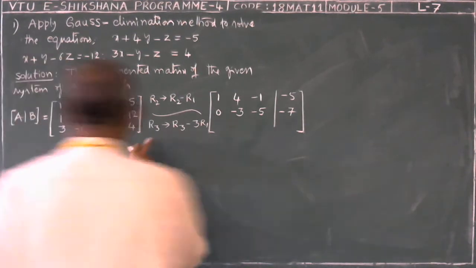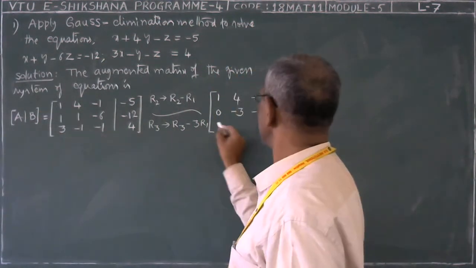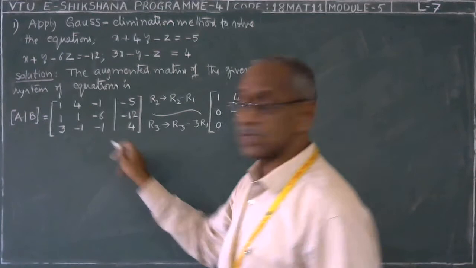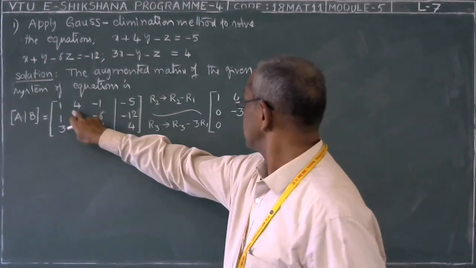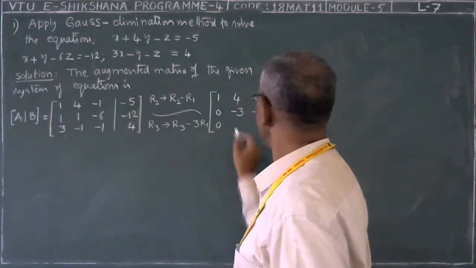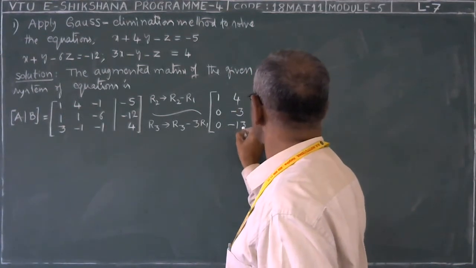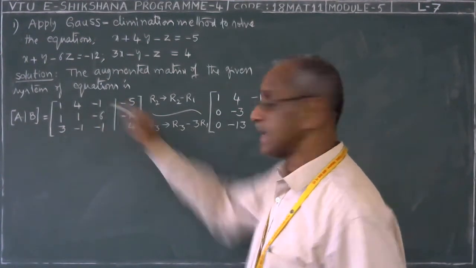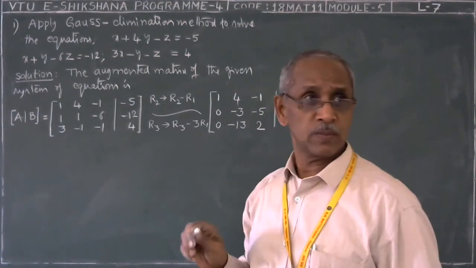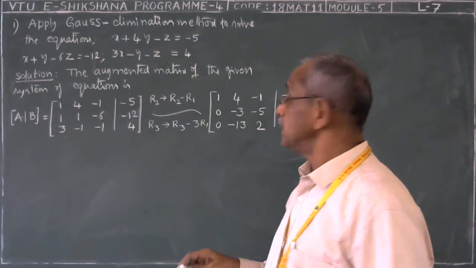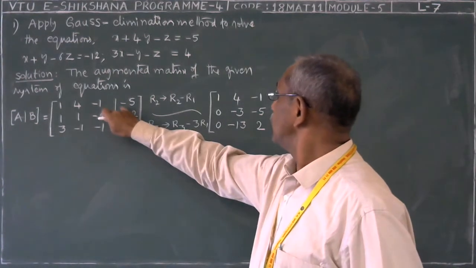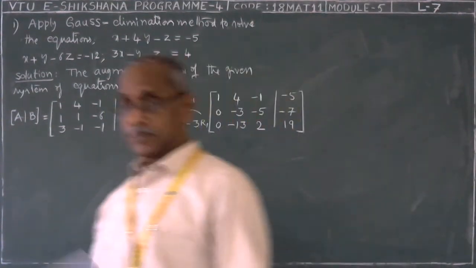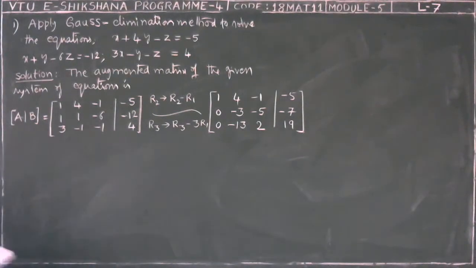Then multiply this by 3 and then subtract. 3 minus 3, 0. Minus 1 minus 12, minus 3 times 4, minus 12, minus 13. Then minus 1 plus 3, plus 2. Then 4 plus 15, 90. Okay.